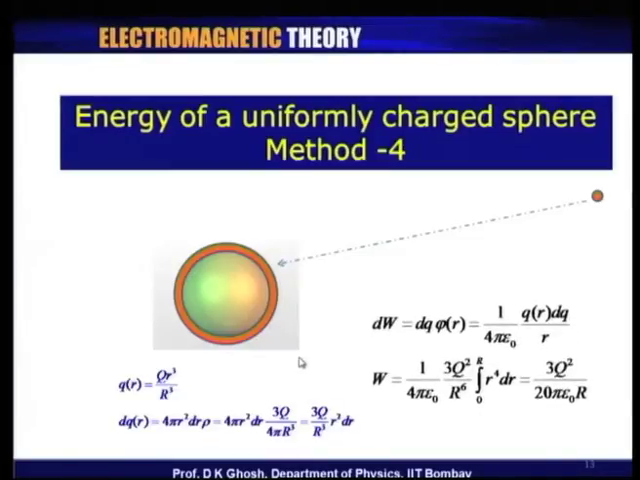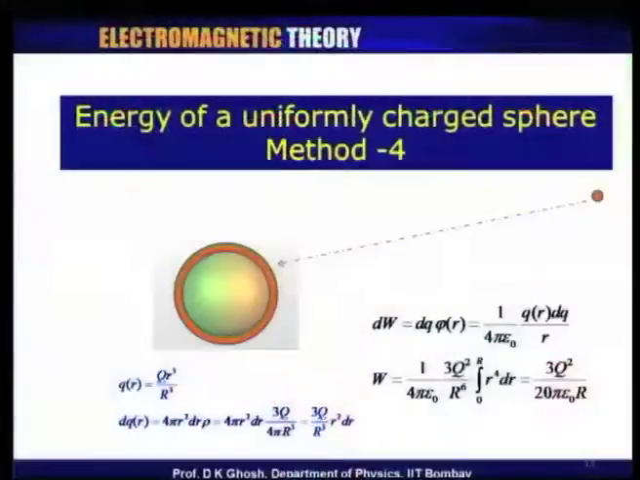Now, how much work is done? The work done is dw, which is equal to dq times the potential at r, and I know the potential at r is 1 over 4 pi epsilon 0 times q of r by r. Remember that this shell is put outside the sphere. As a result, it appears as if the entire charge q of r is concentrated at the center. So, this is 1 over 4 pi epsilon 0 times q of r dq by r.